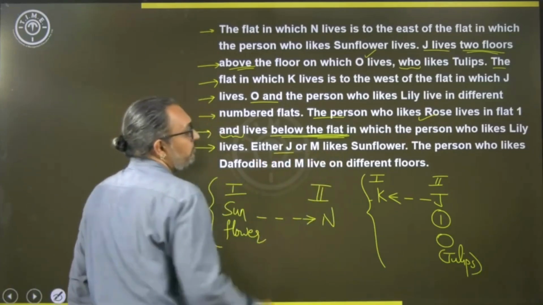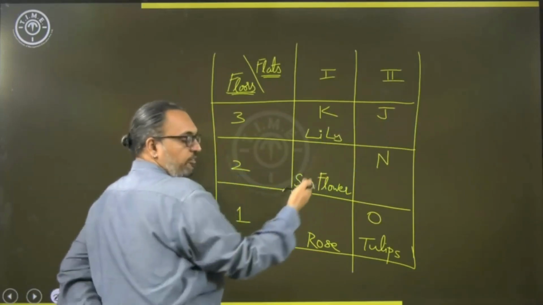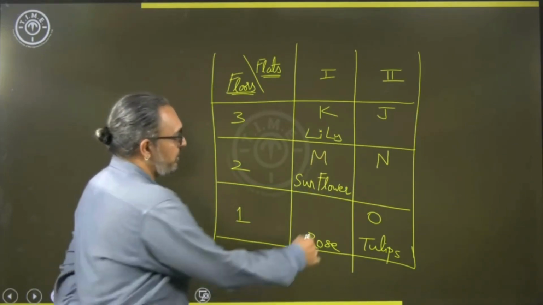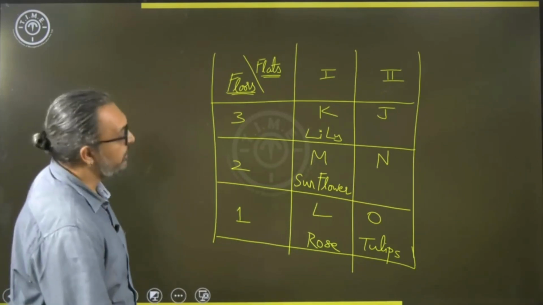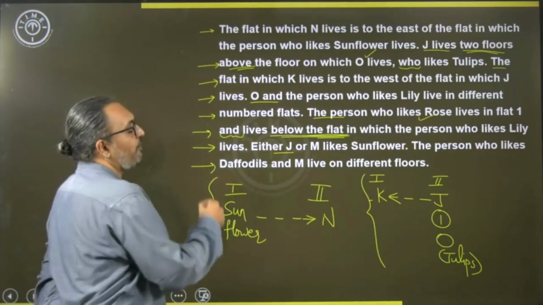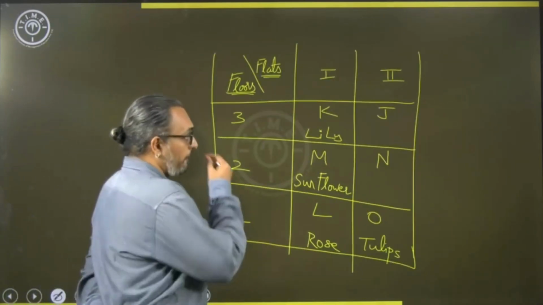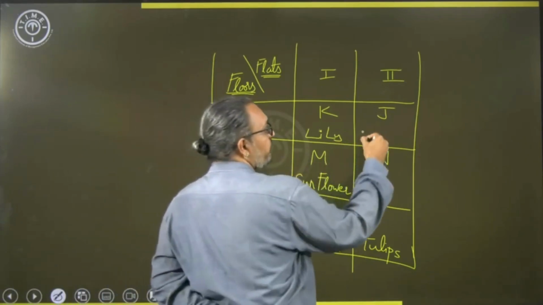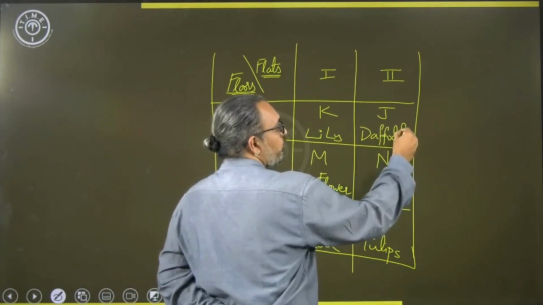Right. Then either J or M likes a sunflower. Okay. So J is already here, sunflower is given somewhere. So we will give M here. Then the remaining person we have is L. L likes Rose. Then we have 2 more persons for flowers. Then he says the person who likes daffodils and M live on different floors. Okay. So daffodils and M should be on different floors. So M is on floor 2. So then definitely J will be given as daffodils because they should be on different floors.